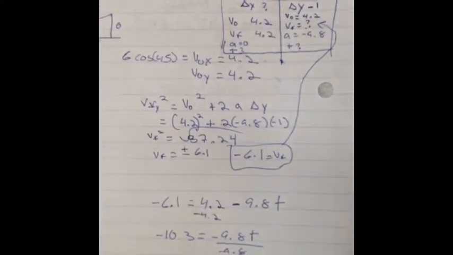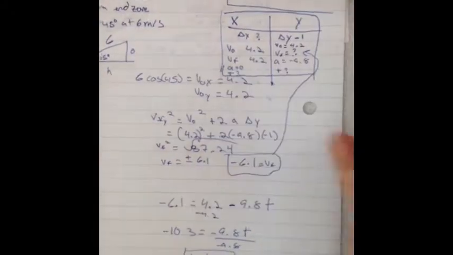So with time, we can find out how far Ryan Tannehill travels. So we'll plug that into the first equation, which is delta x. Ready?